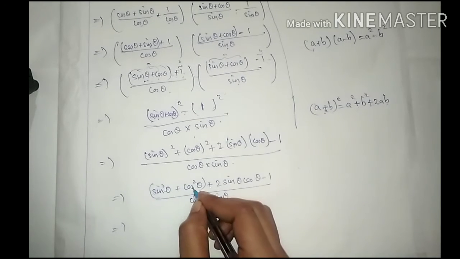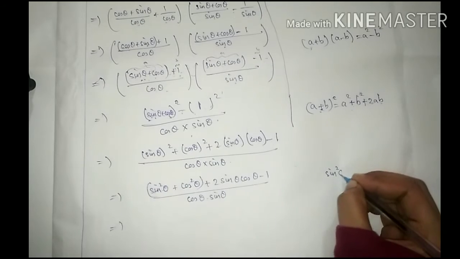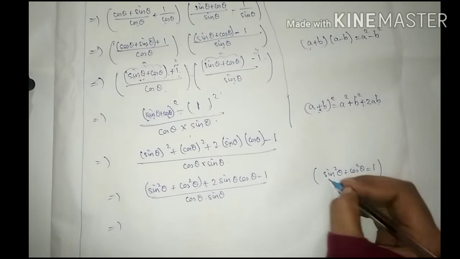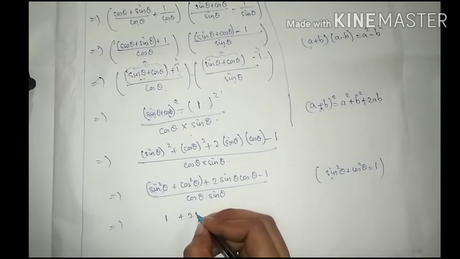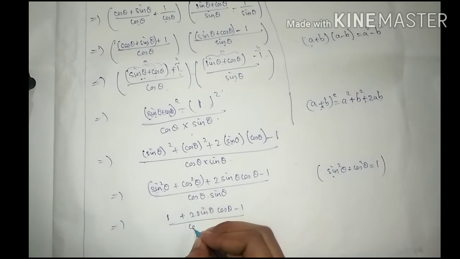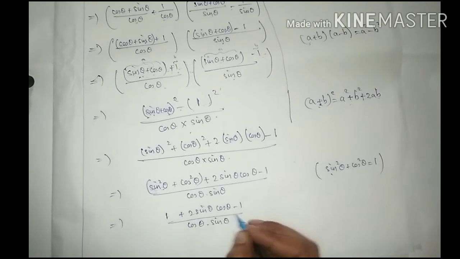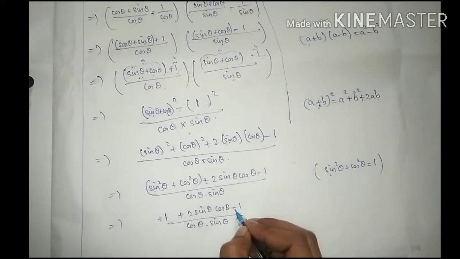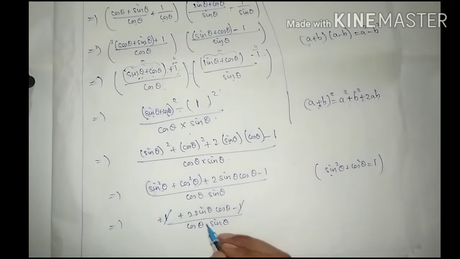In place of sin square theta plus cos square theta, we can write the trigonometric identity: sin square theta plus cos square theta is equal to 1. So we are using this here. In place of this we can write 1 plus 2 sin theta cos theta. Now also you cannot cancel because 1 is there. So what will we do? First we will remove 1. How can we remove it? Here you can see positive 1 and minus 1, so 1 minus 1 gets cancelled.